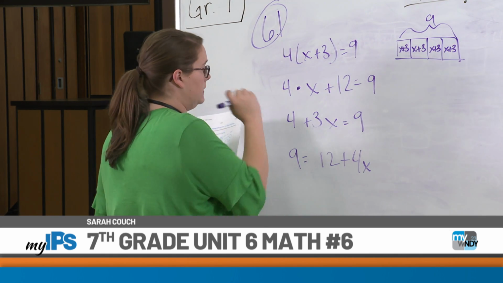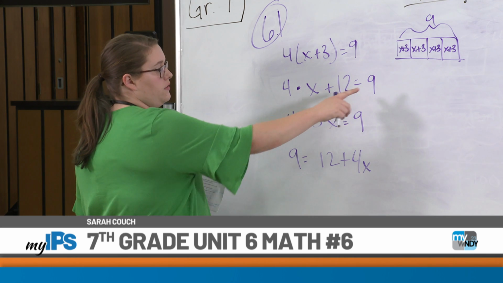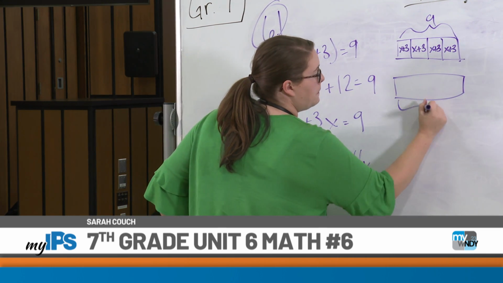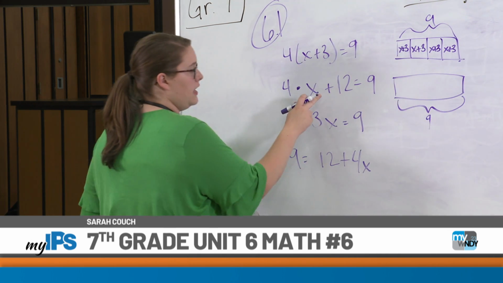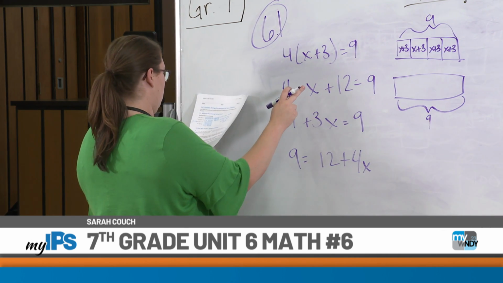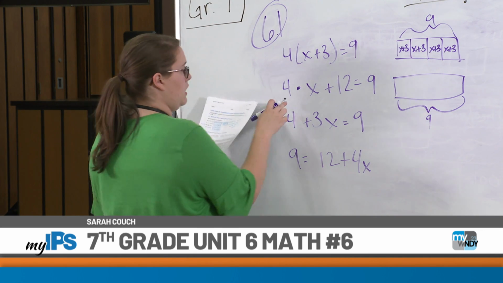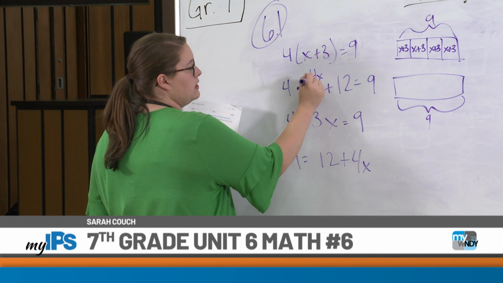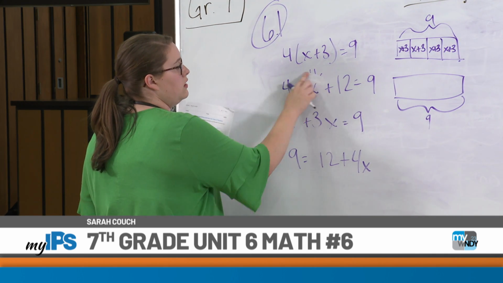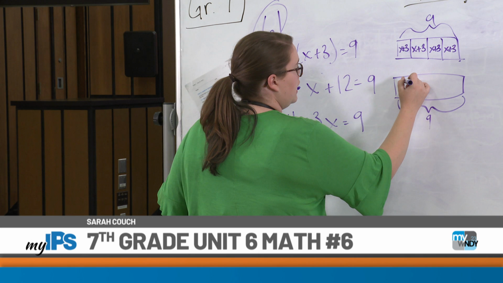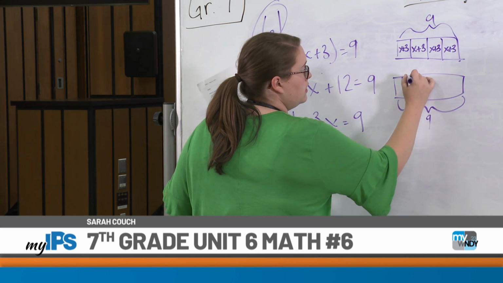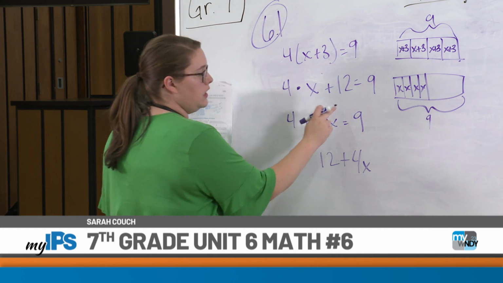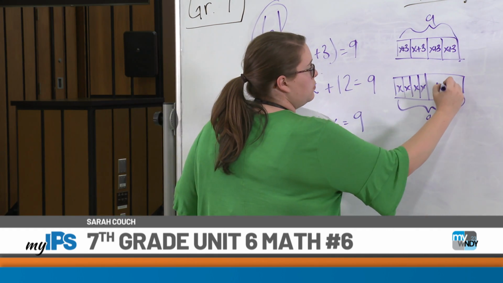All right, now let's look at this next one. We have our total of 9, and then that is going to equal 4 x's, right? Because we have the 4 times the x, which could also be written like this. So that means that we're going to have 1, 2, 3, 4 x's: X, X, X, X, and then what is left over, we're going to be adding that 12 in.